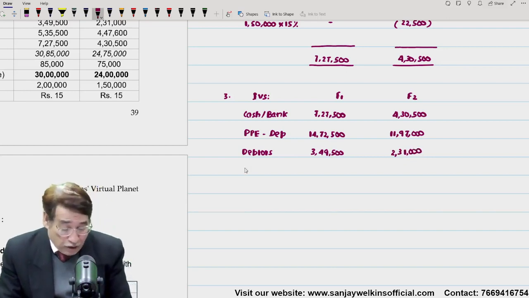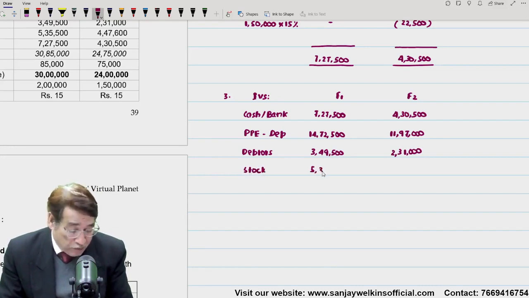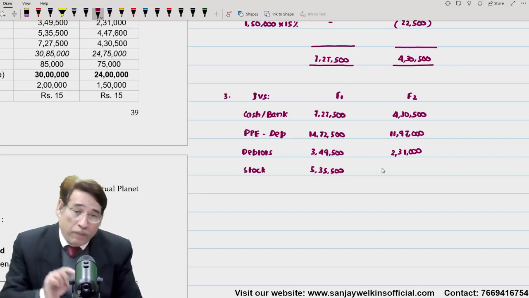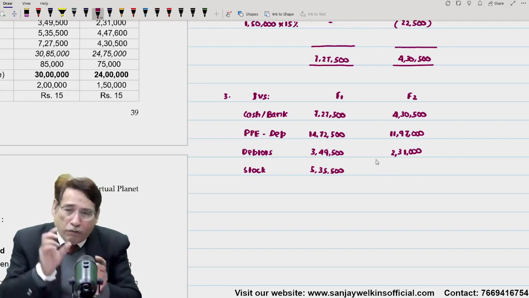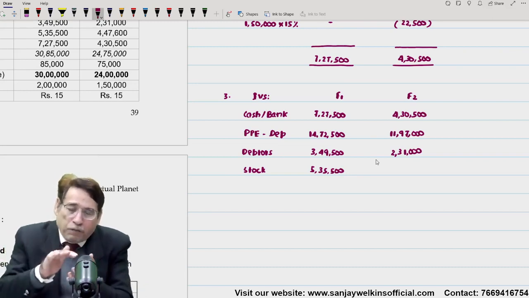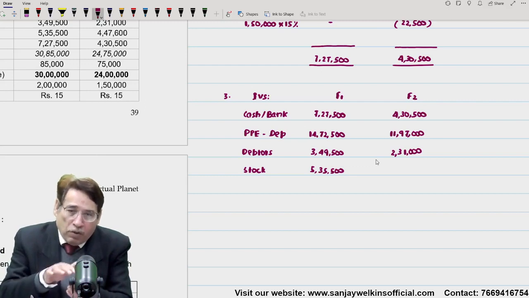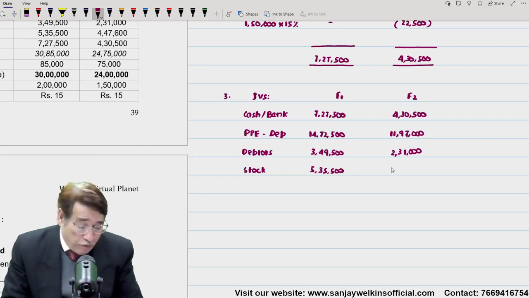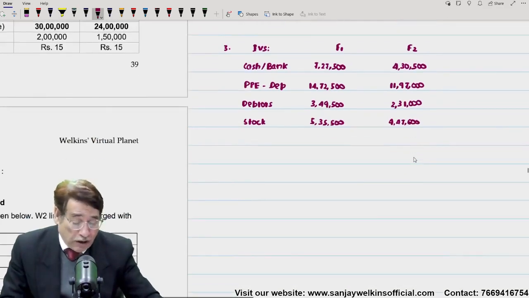Then besides debtors, we are also having in this question stock. As far as stock is concerned, 535,500 worth of stock is given of F1. However, the stock of the acquiring company, I told you, first of all, from the book value of the stock which is appearing in the balance sheet, subtract 8,500, an abnormal item. After subtracting 8,500, whatever value you are getting, now add 20% to it. At this value, you are going to take over the stock. That value will be equal to 4,47,600. Is it clear to you or not?